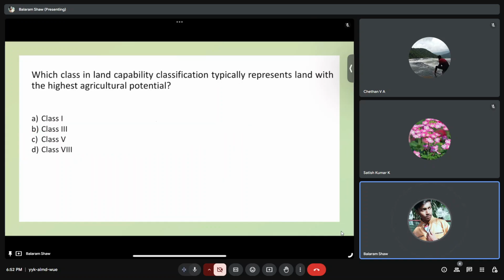Next question is, which class in the land capability classification typically represents land with the highest agricultural potential? So highest agricultural potential will be in the flat land or lowest slope, right? And you remember in class 1 we consider that it is near to 1% slope, and hence class 1 will be best suited for agricultural potential. So the correct answer will be A.